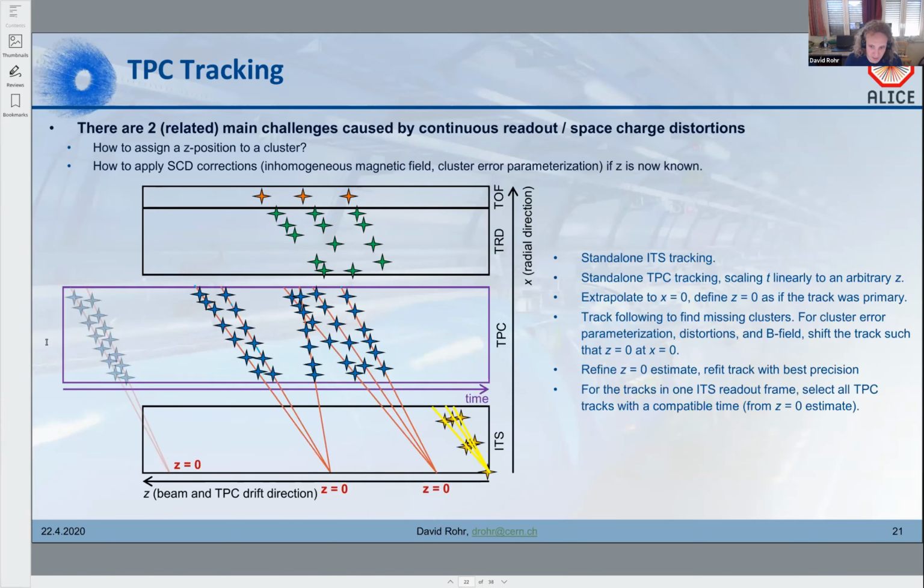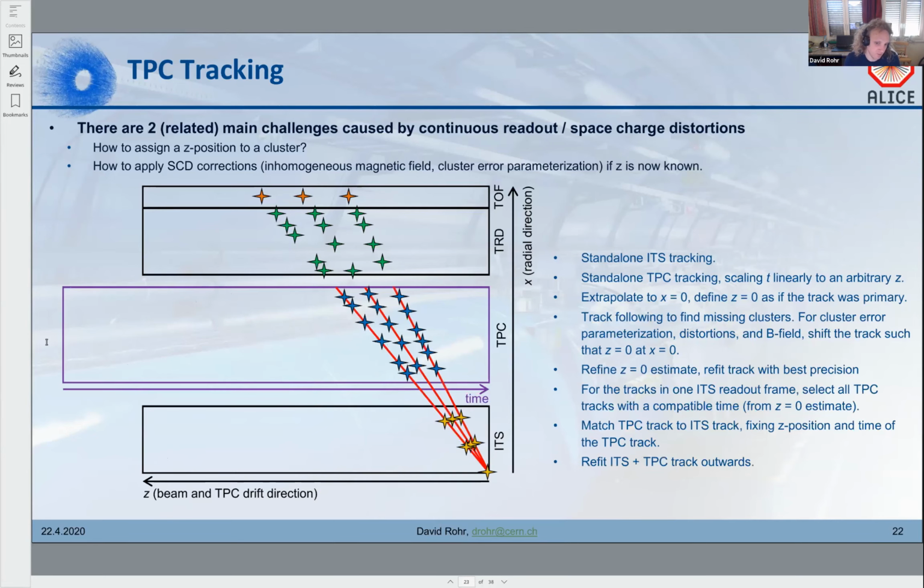And we can do a refit with that. And then we can take tracks in the ITS. And then we just take all the TPC tracks that have a compatible time to this ITS track and try to match that TPC track to the ITS. And once we have matched the TPC tracks to the inner tracking, we have fixed the time of the TPC, and we can do the full refit and also to fit the extrapolation to the outer detectors. So that is the idea.